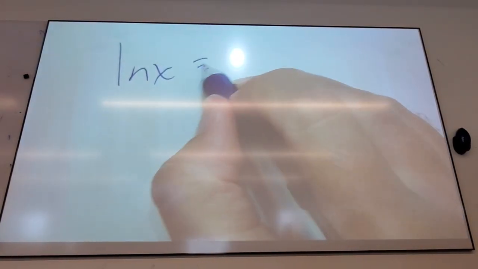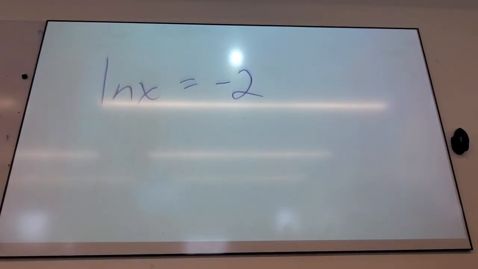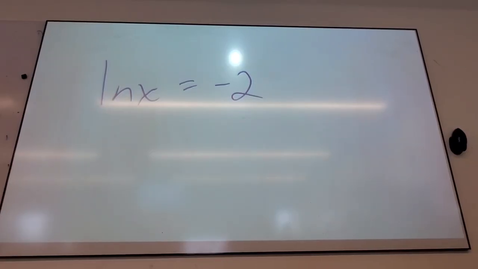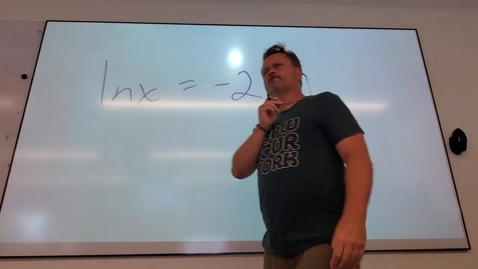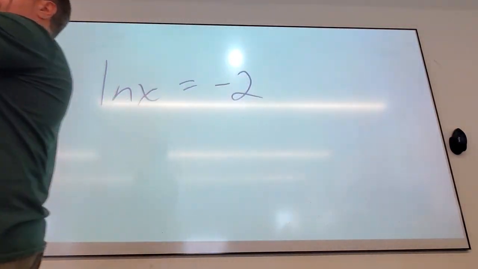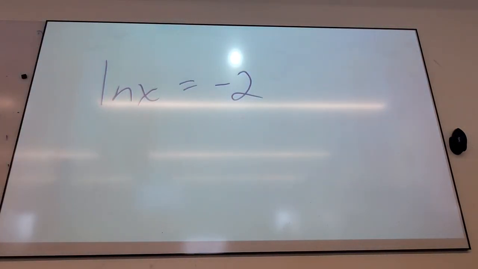If I said, can you solve this? What would you do? Yes. Do it again. Yeah, beautiful. If you change it in an exponential form, what does that mean to do that? What base are we working with here? E.